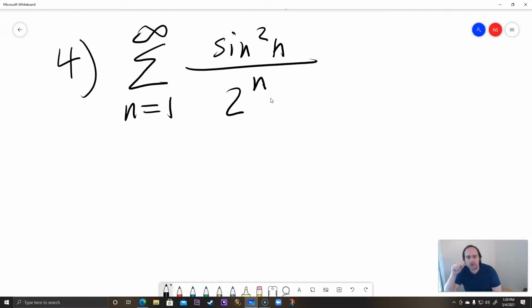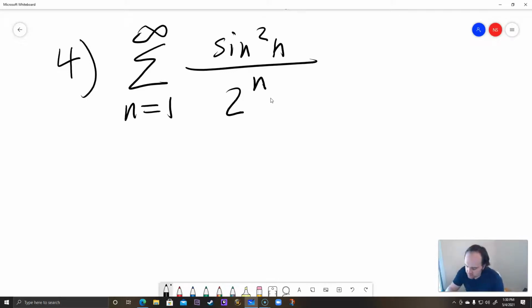Okay, the sum from n equals 1 to infinity of sine squared of n over 2 to the n. For this one, we want to use the direct comparison test because it's similar to an earlier problem that we did, and for that one we also used the direct comparison test. What we're going to compare this one to is 1 over 2 to the n.